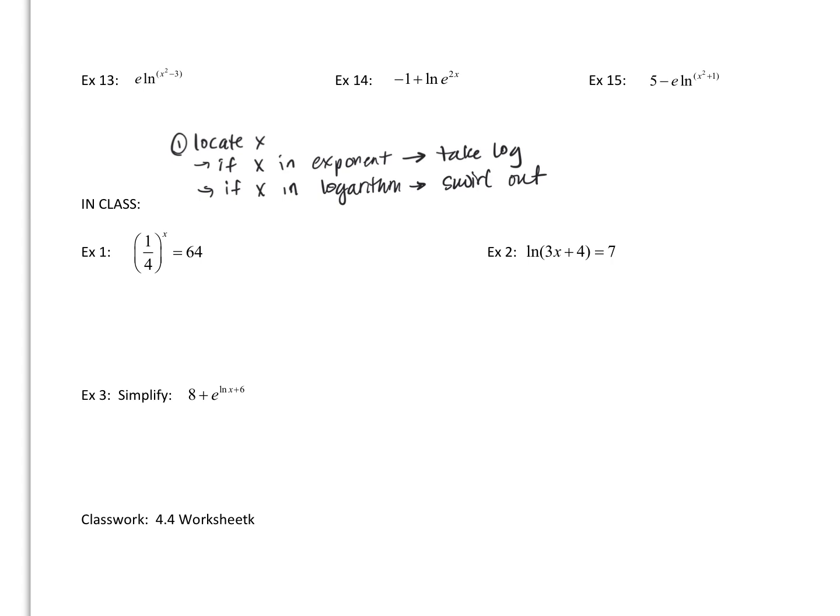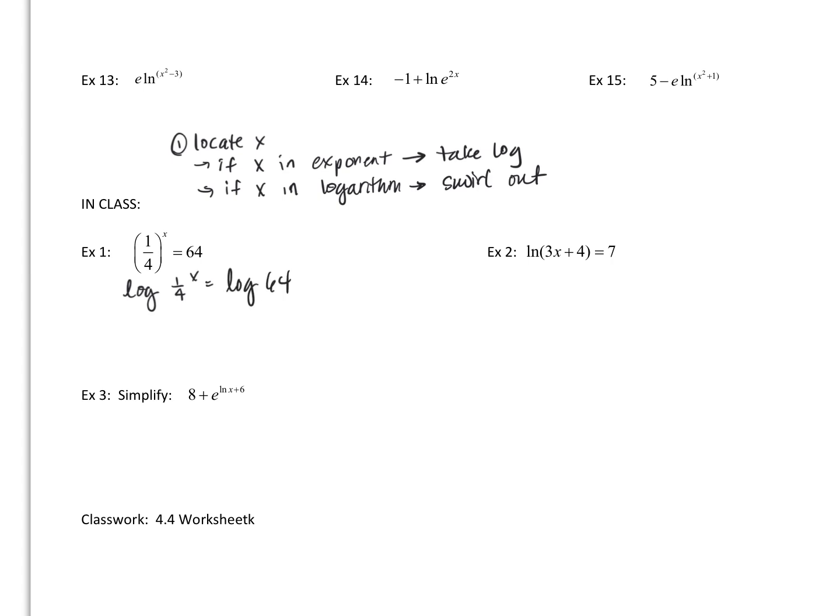Look at number 1. X is where? In the exponent. There's more than one way to handle this. You might understand your power rules here, you might not. But in general, x is in the exponent, so I have to get it out, meaning I take the logarithm. I can do the log of 1/4 to the x equals the log of 64.